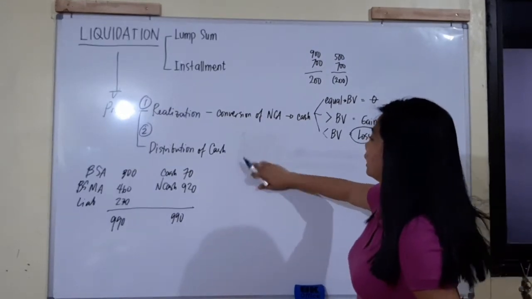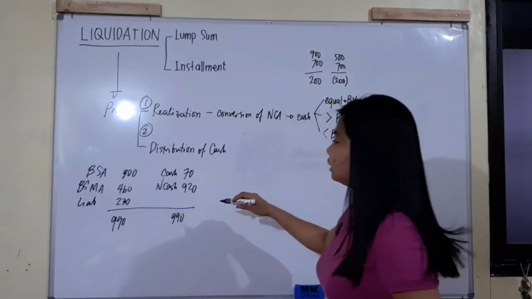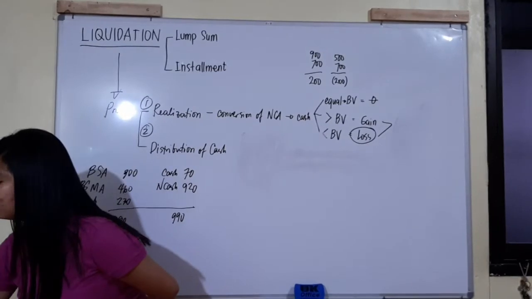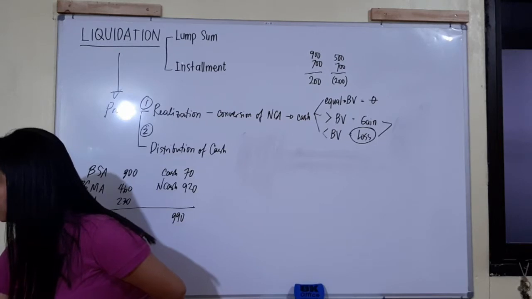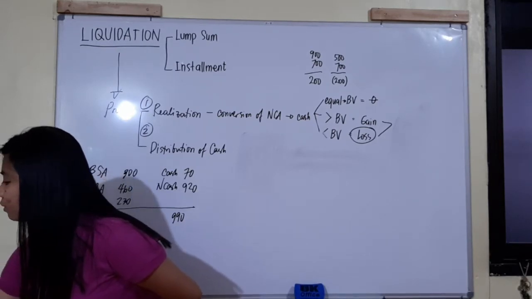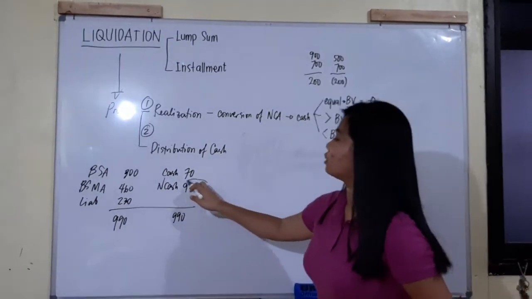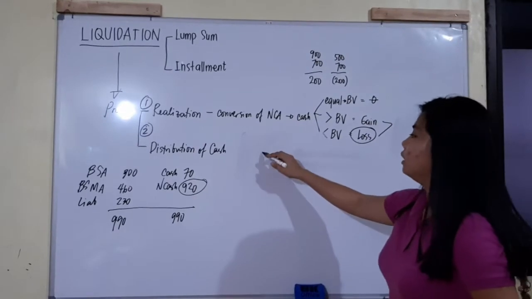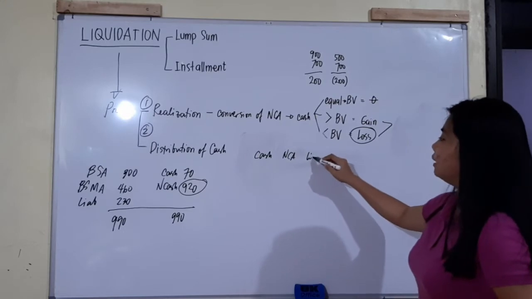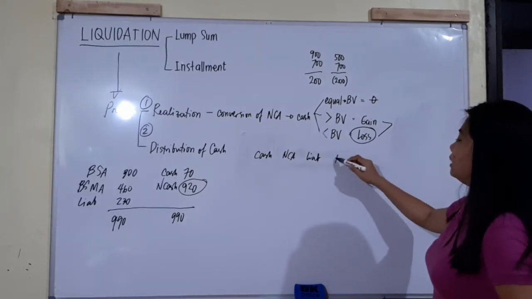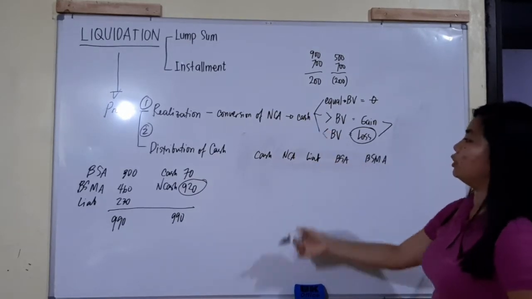we are converting the non-cash asset into cash. So, on the first example, it was sold at above book value. For how much was it sold? Ito na natin dito. So, ginawa natin. Okay. So, assume equal muna pala natin. So, these non-cash assets were sold at the same, 920. So, we have here cash, non-cash asset, liabilities, BSA, and BSMA. So, this is our statement of partnership liquidation.